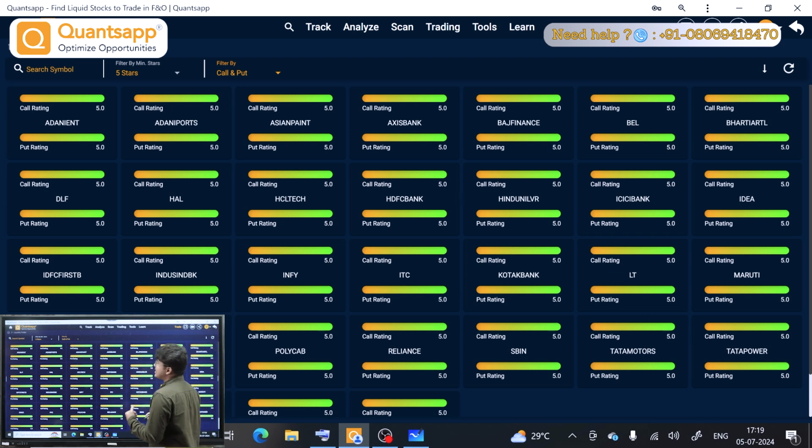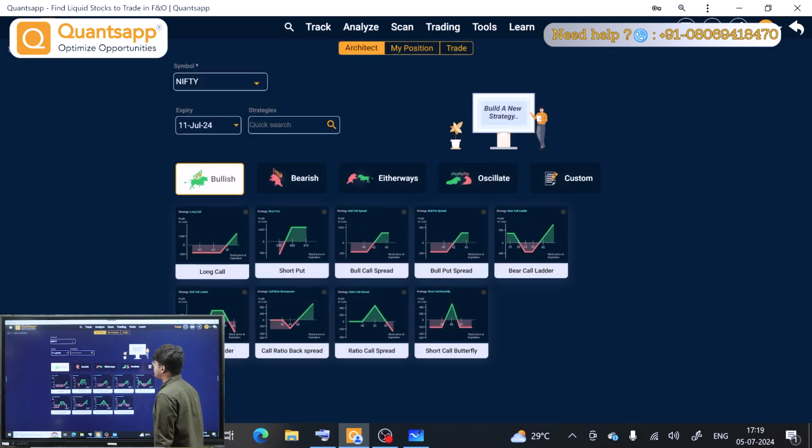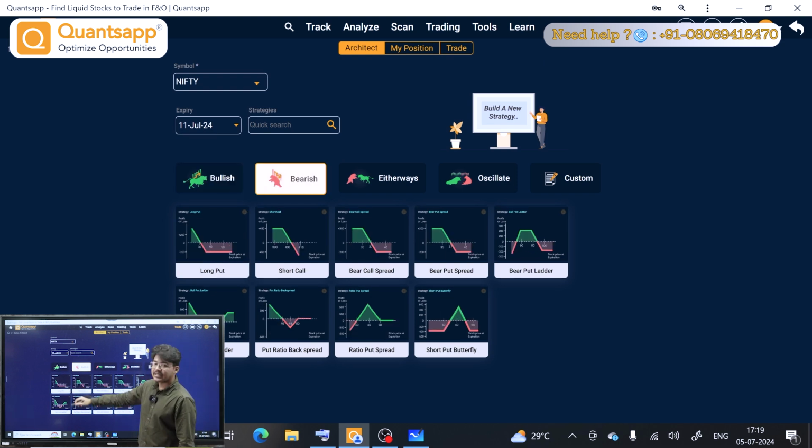As far as strategies are concerned, I would say a simple long call would suffice. Just go to the trading option and you will find options architect. Under options architect you can select long call, or for a bearish strategy you can select a long put. Simple naked option buying is something that I would always recommend for simple intraday trades.